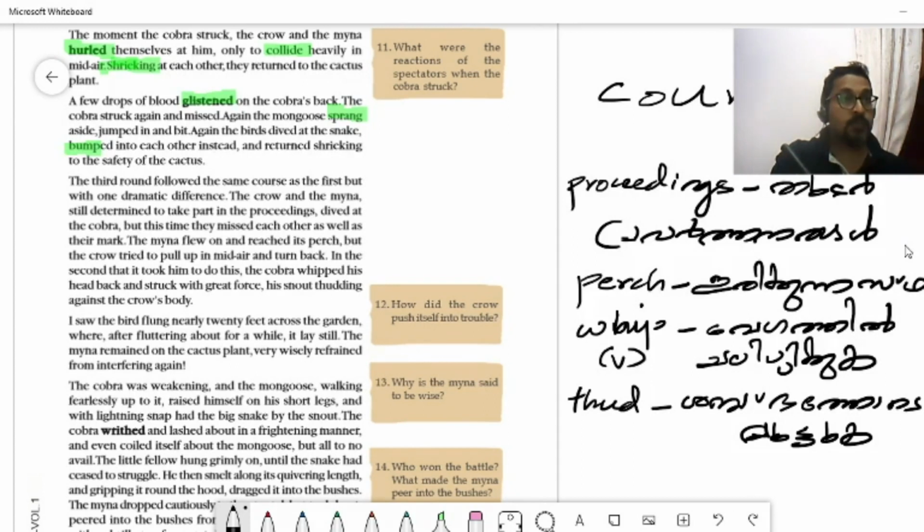Thud with great force. I saw the bird flung nearly 20 feet across the garden, where after fluttering about for a while it lay still. The boy was again, as I told you earlier, on the tree. He was watching all these events, all the series of events that were happening there. He saw the bird, after getting bitten, fly for about 20 feet up in the air. Then it fluttered for a while.